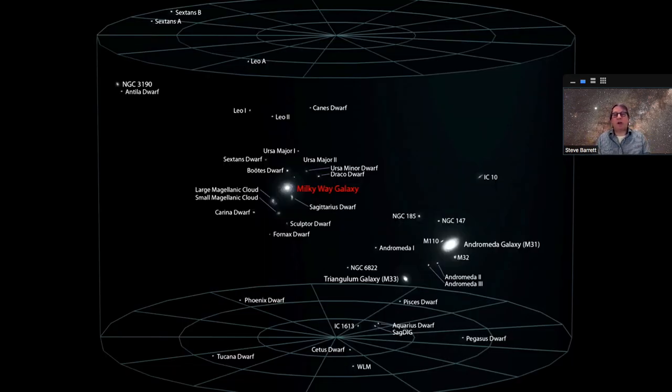So if we look at our immediate local neighbourhood, there's the Milky Way marked in red there. You can see the Andromeda galaxy on the right, and there's a few satellite galaxies peppered around us. Most of them are quite small.